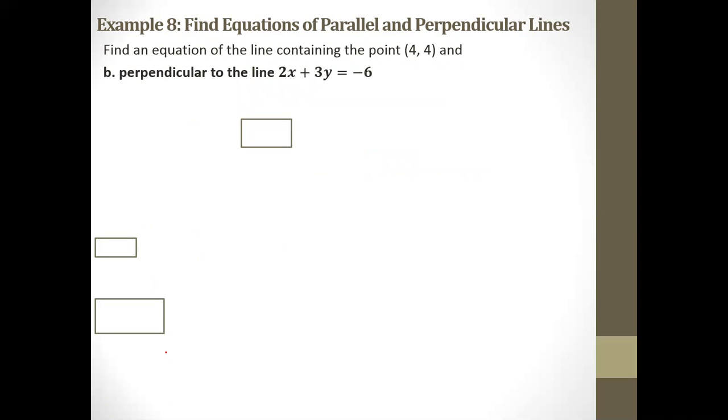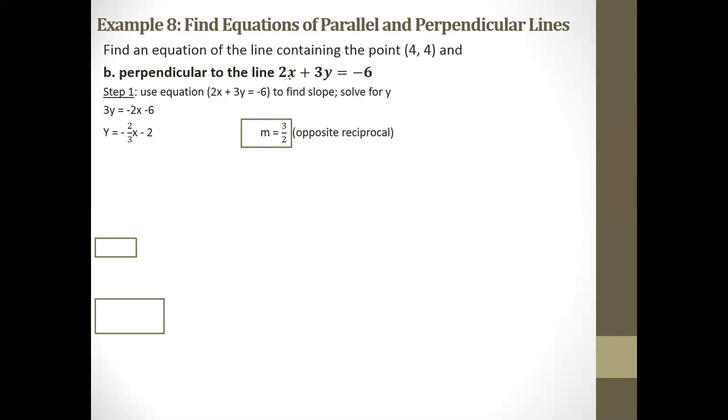For this example, we're writing the equation of the line that's perpendicular. So it's perpendicular to that same equation that we had from before, using that same point, (4, 4). Now, looking at our equation, we're first going to solve for y, which we already did. Remember, we subtracted 2x from both sides of the equation, and then we divided both sides of the equation by 3. So we got our slope as negative 2/3.